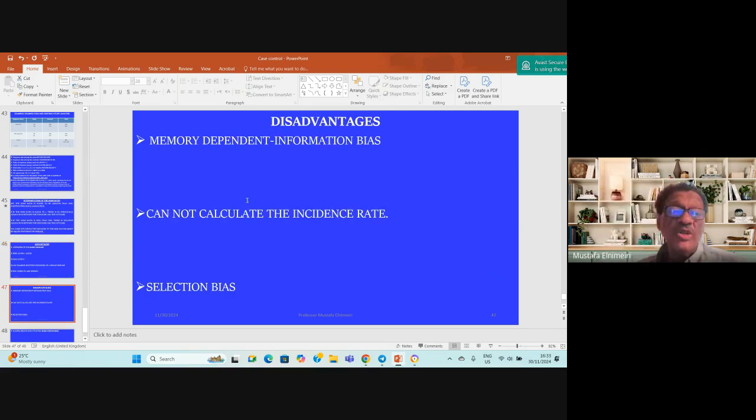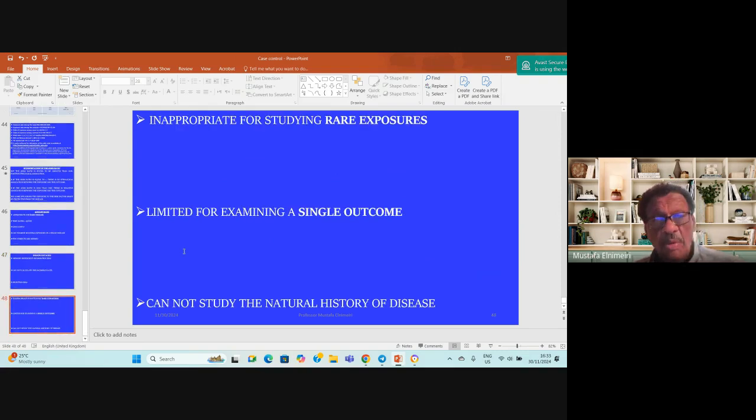Disadvantages: it is memory dependent, and this can result in information bias. We cannot calculate the incidence rate, as we need the population at risk and newly diagnosed cases. Also, there is the disadvantage of selection bias, as we tend to select the cases and the controls from the hospital according to specific criteria. It is inappropriate for studying rare exposures, limited for examining a single outcome, and it cannot study the natural history of the disease.